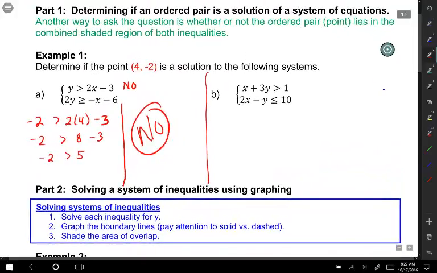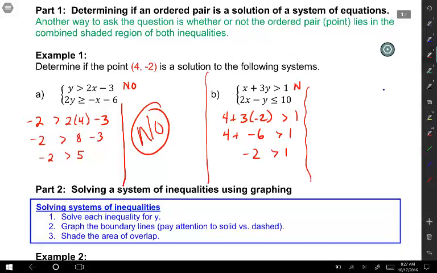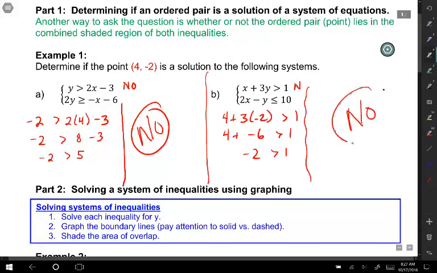All right, let's try the second system. 4 plus 3 times -2 is greater than 1. 4 plus -6 is greater than 1. -2 is greater than 1. Does that work? No. So, do I even need to go to the second equation? No.